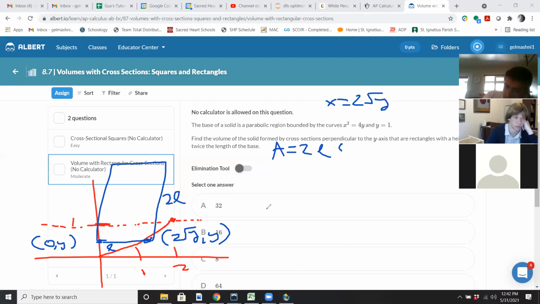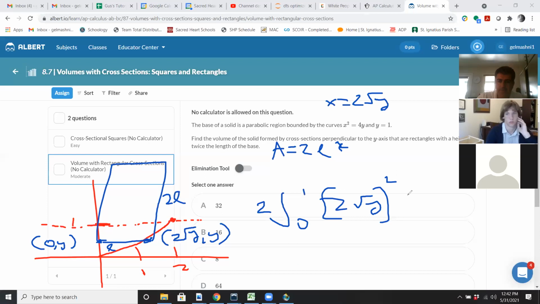Is the length just like 2 root y? Yep, exactly. And your limits of integration are going to be from 0 to 1. Okay, thank you. Your area is going to be 2L squared. So you put a 2 on the outside and square the length there, and dy. Now I guess you get the answer.